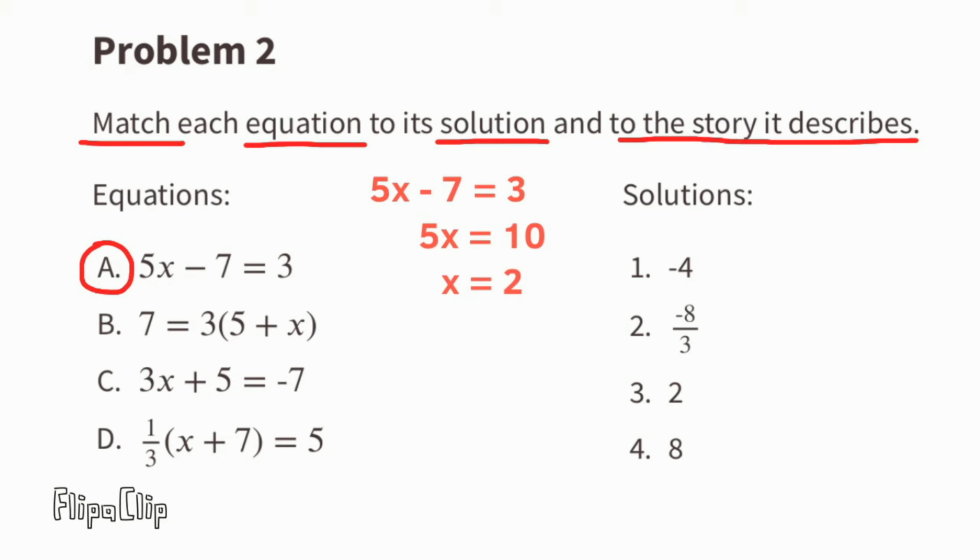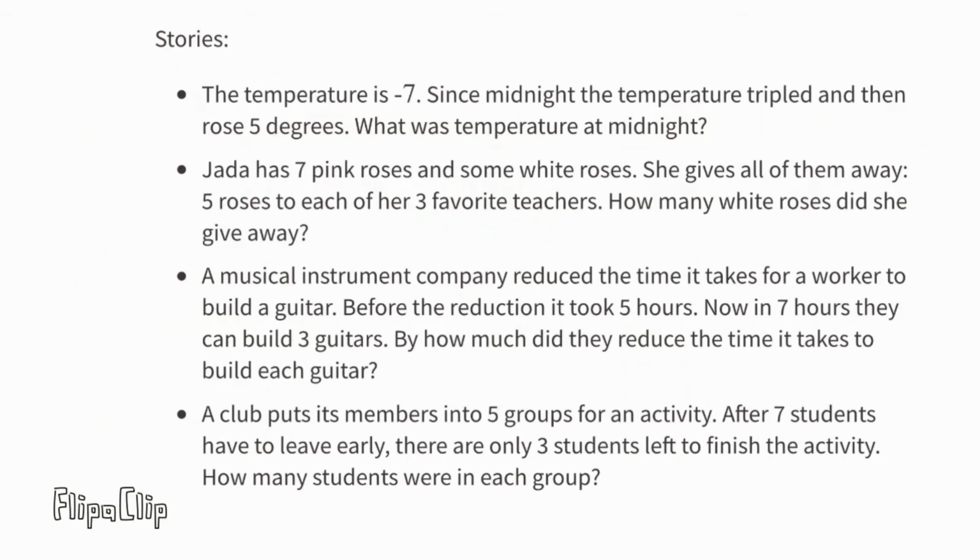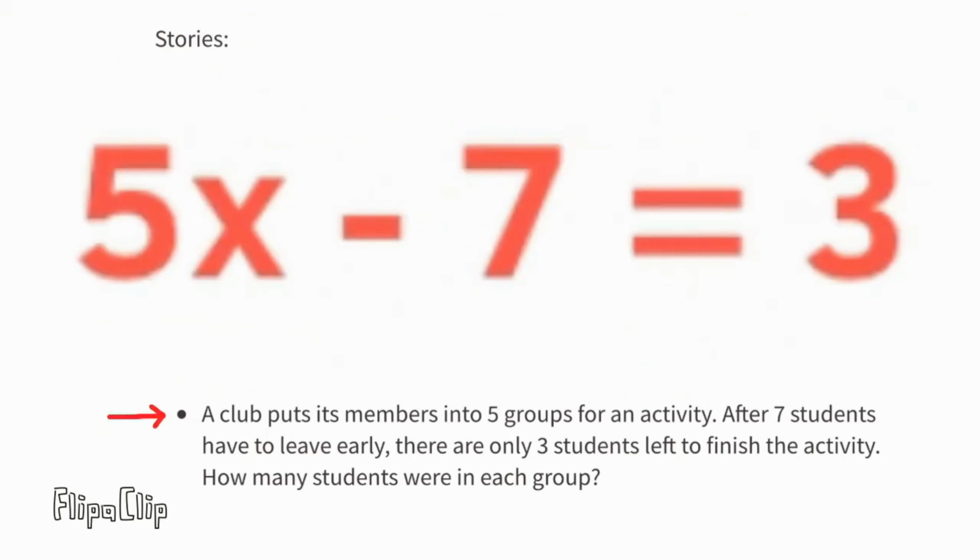Since x equals 2, the solution for equation A would be the third solution, because its value is 2. I think the story described by equation A is the club activity story. It puts members into 5 groups. After 7 students left, that would be the minus 7. There are only 3 students left to finish the activity. That would be equals 3.